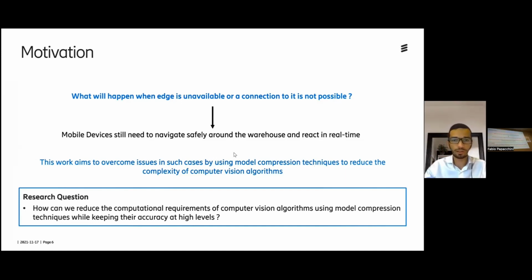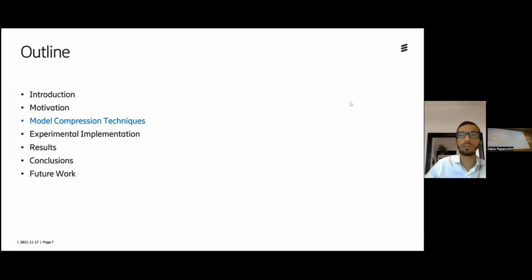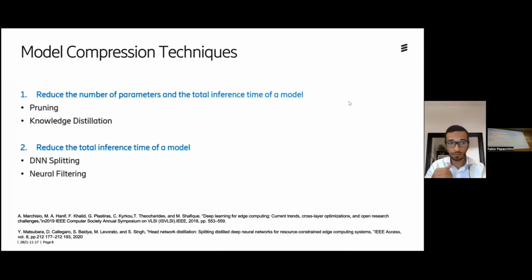Having said our motivation and the short introduction, I'll now explain the model compression techniques that we use. We can divide the model compression techniques into two main categories. The first one reduces the number of parameters and the total inference time of a model, and two such techniques are pruning and knowledge distillation. The second main category aims to reduce the total inference time of the model without reducing the total number of parameters, and two techniques of this category are DNN splitting and neural filtering.